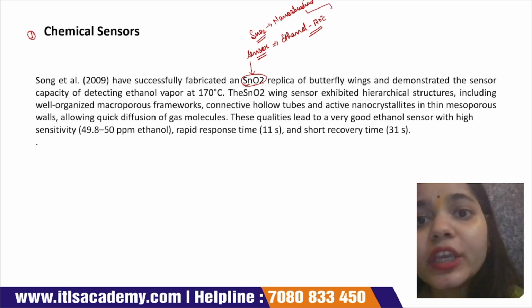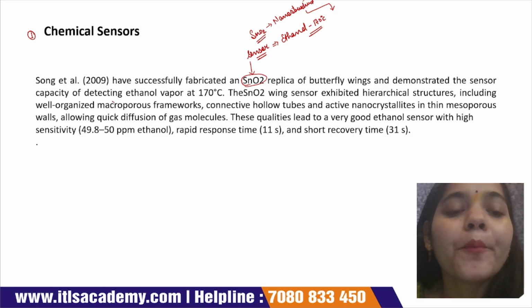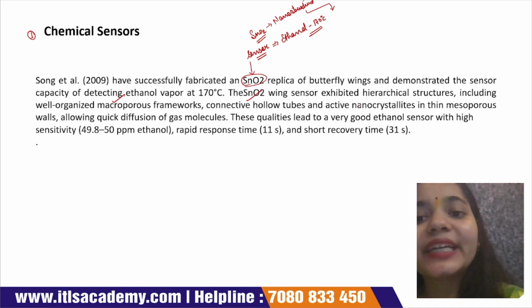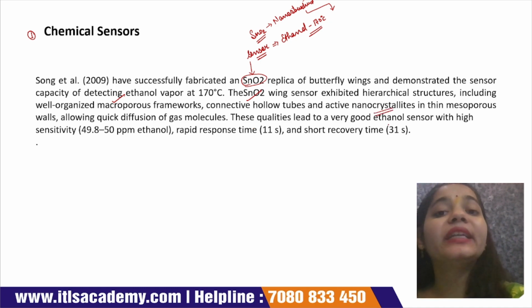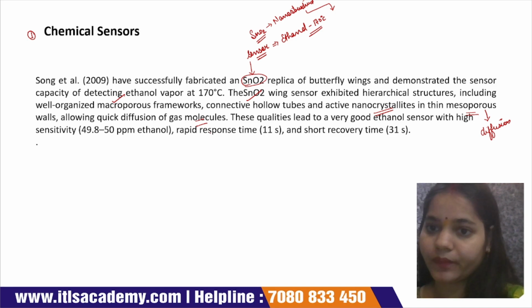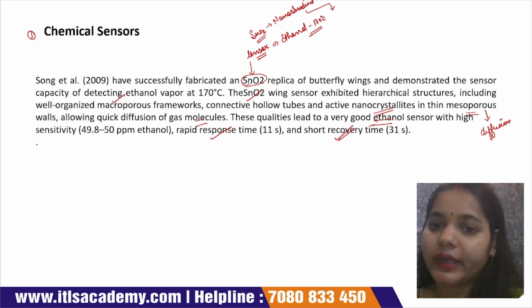sensor has a unique, well organized macroporous framework, connective hollow tubes, active nanocrystallites and thin mesoporous walls. And these mesopores allow the diffusion of gas molecules. These qualities lead to a very good ethanol sensor with high sensitivity, very rapid response time and short recovery time.